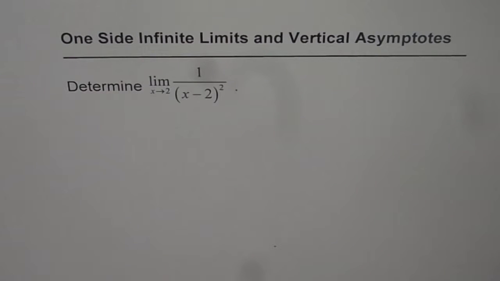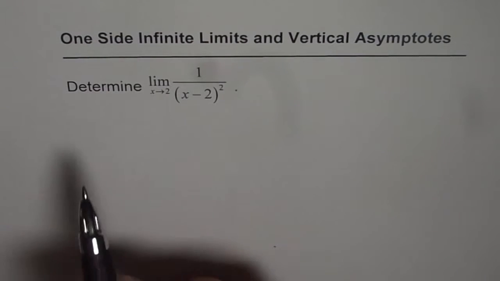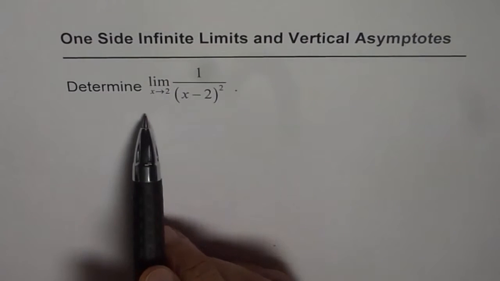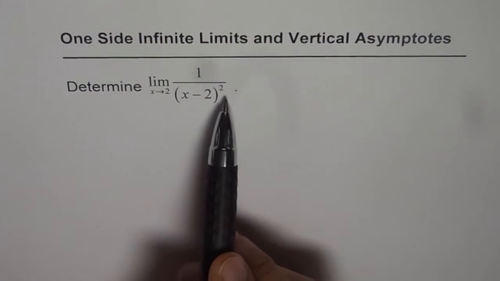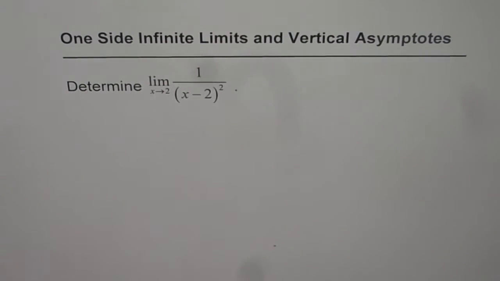Let us explore one-sided infinite limits and vertical asymptotes. There is always a relation between these two, and this example will help us understand it better. The question is: determine the limit of the function 1 over (x minus 2) whole squared as x approaches 2.